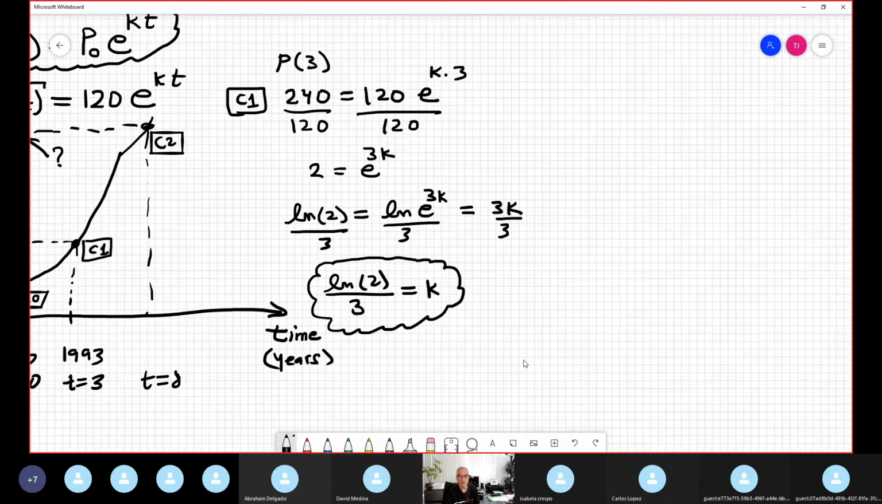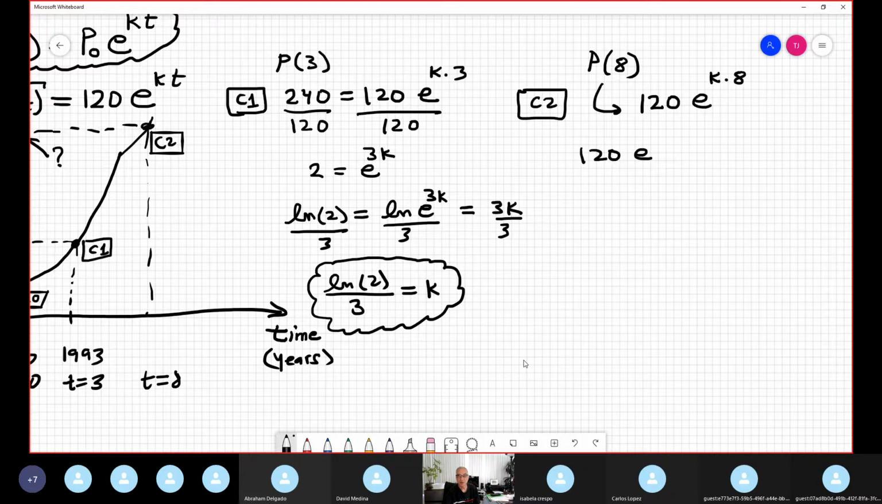Condition 2 now, here's the final part. In condition 2, I need to find the population at 8. And this is 120 e to the k times 8. So 120 e, but k is natural logarithm of 2 divided by 3 times 8.